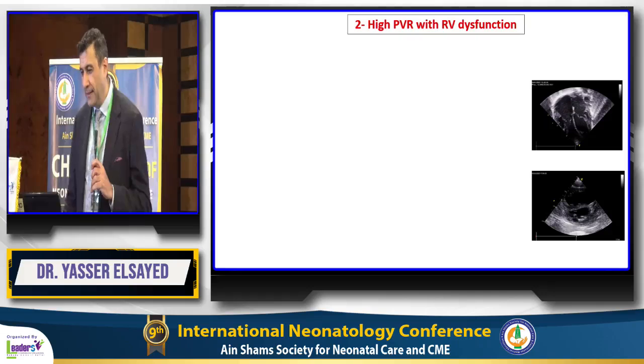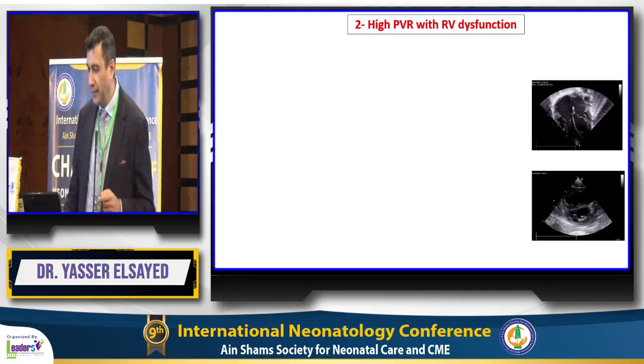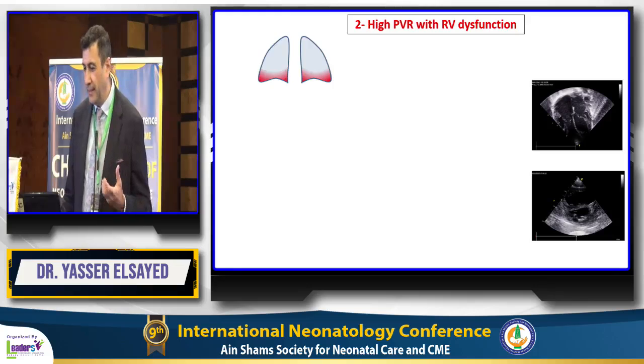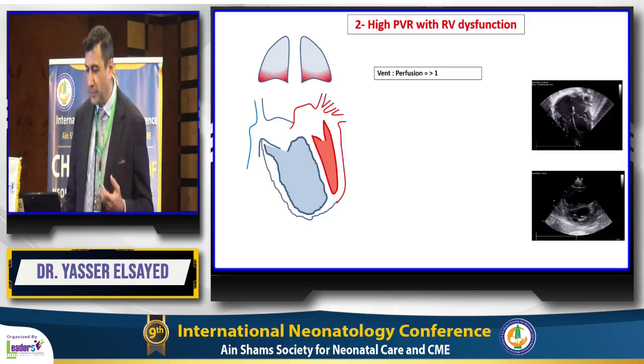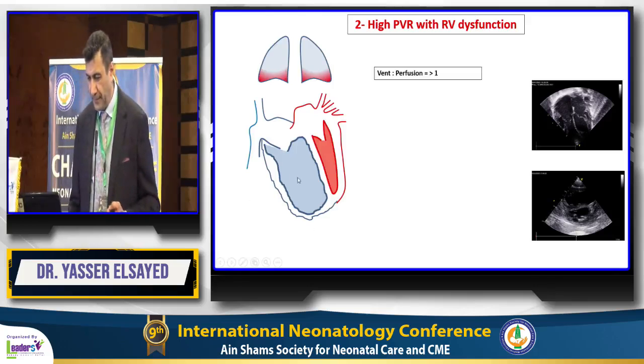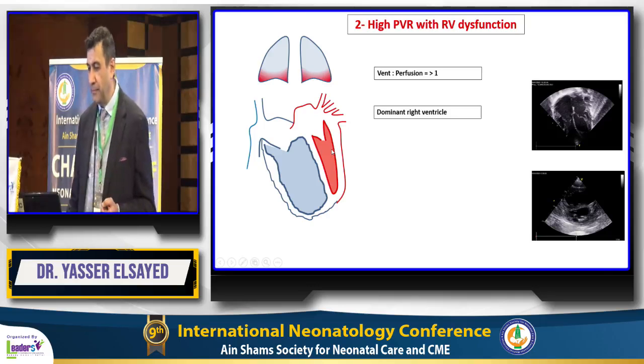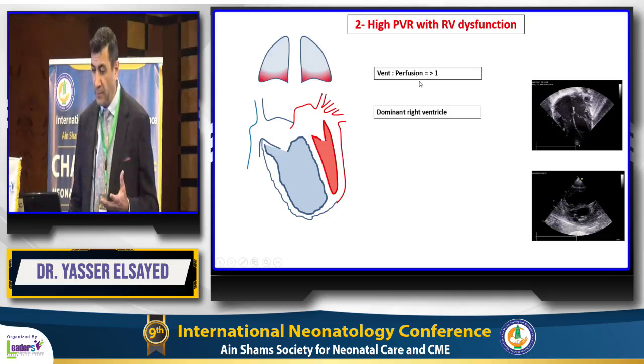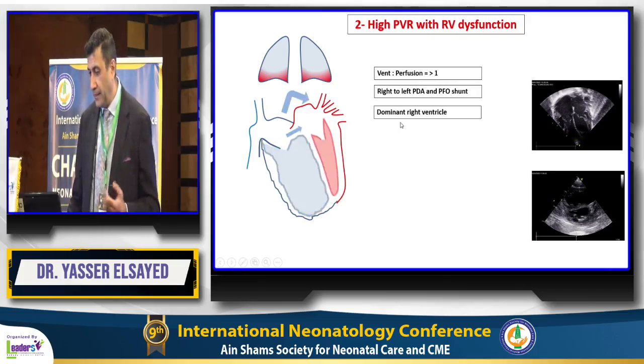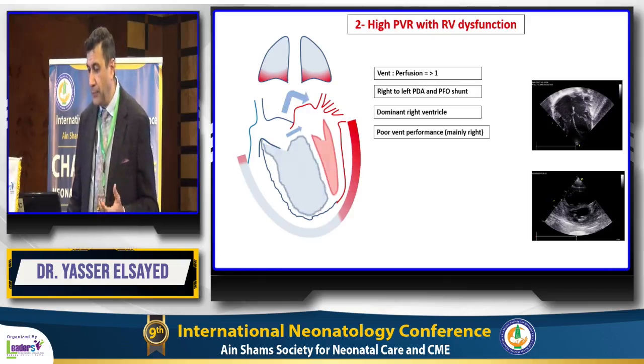Second phenotype. The second phenotype is also the second most common one, when you have high pulmonary vascular resistance and now the RV is tired because of the high strain, and it presents with dysfunction. So you have a dysfunctional right ventricle and a small, compressed left ventricle. Ventilation perfusion mismatch still, more ventilation, there is no issue with the ventilation, and the blood flow is decreased, so the ratio is more than 1. So you have normal ventilation, but perfusion decreased because of decreased blood flow, a dominant right ventricle, right to left shunt through the PDA, and poor ventricular performance.